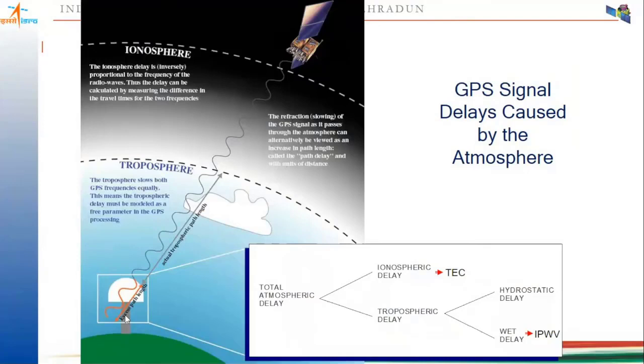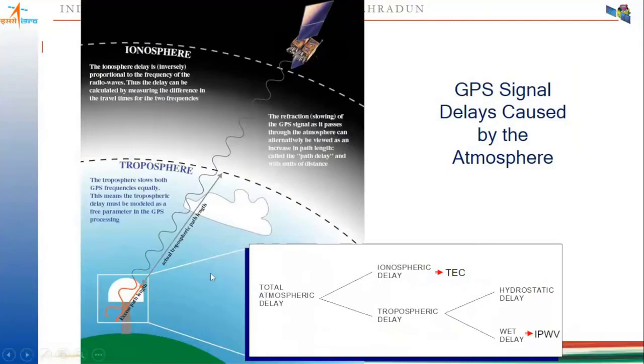But because of the ionosphere and the troposphere, a delay is observed. Suppose that time delay is delta t, then delta t multiplied by c is basically the delay path length. Because of that, excess length will be there. The troposphere slows the GPS frequencies equally. This means the tropospheric delay must be modeled as a free parameter in the GPS processing.